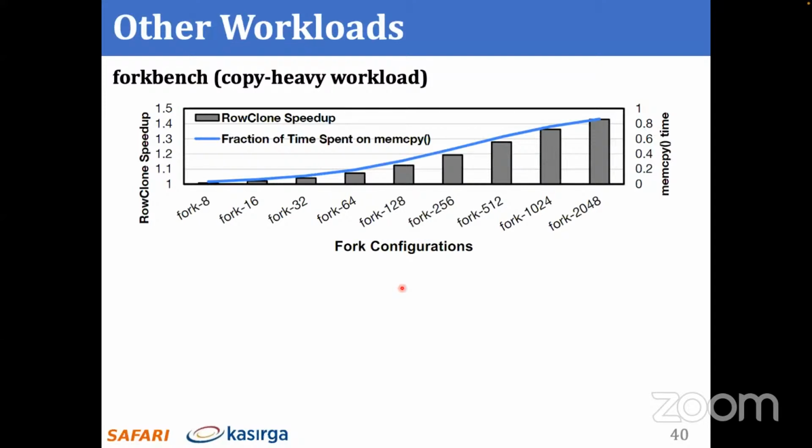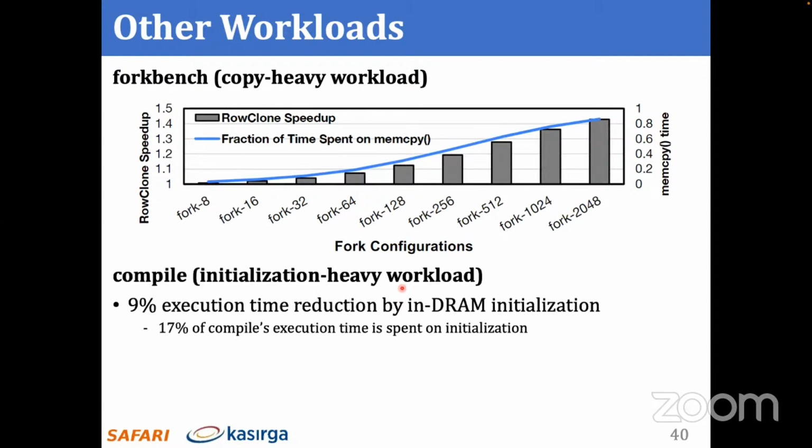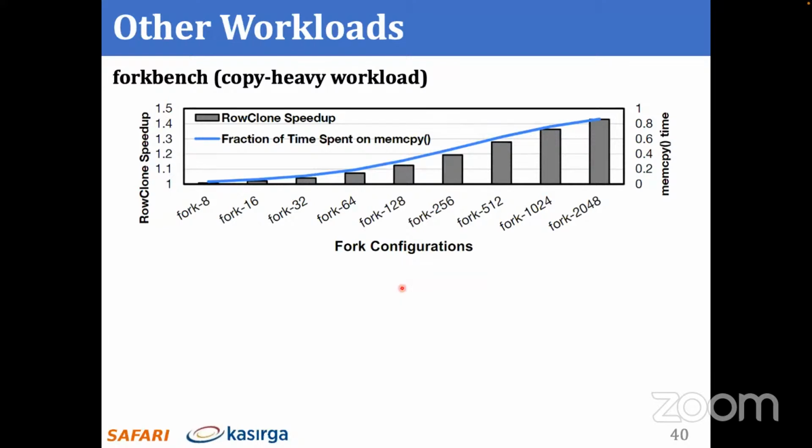We evaluate other workloads. This plot shows the speedup gained when we use RowClone copy operations for the fork bench workload, for different configurations of the fork microbenchmark. On the left y-axis we show the RowClone speedup, and on the right y-axis we show the time spent on memcpy operations for the fork bench workload. And we see that as the number of pages copied by the fork bench workload increases, the performance improvement provided by RowClone also increases, because the memcpy operations start taking a greater fraction of this benchmark's time. And RowClone copy operations significantly reduce the time spent on copying data.